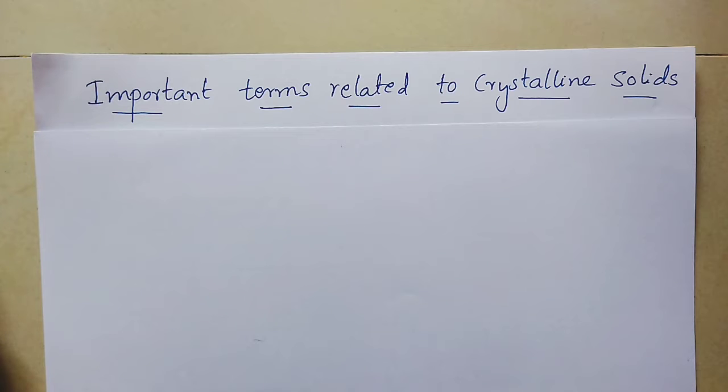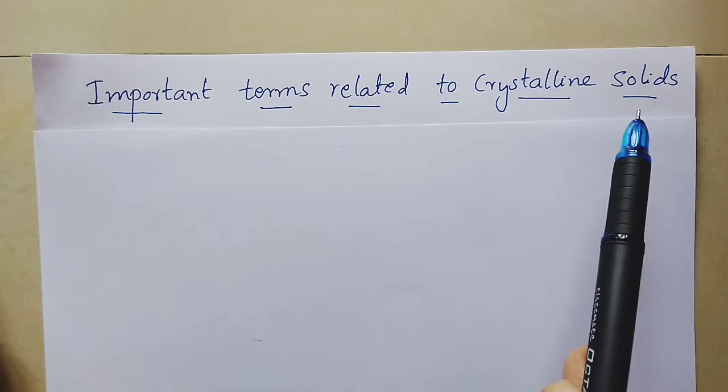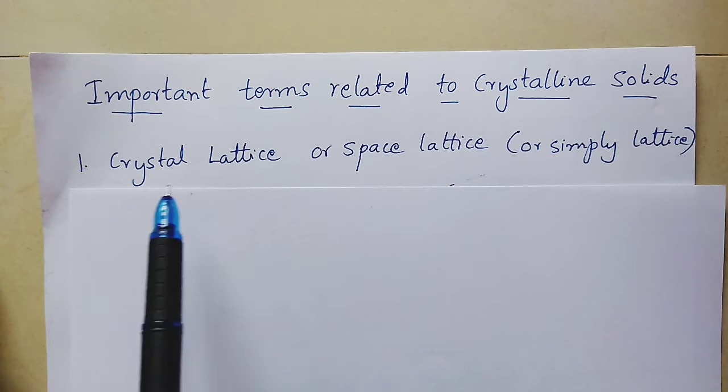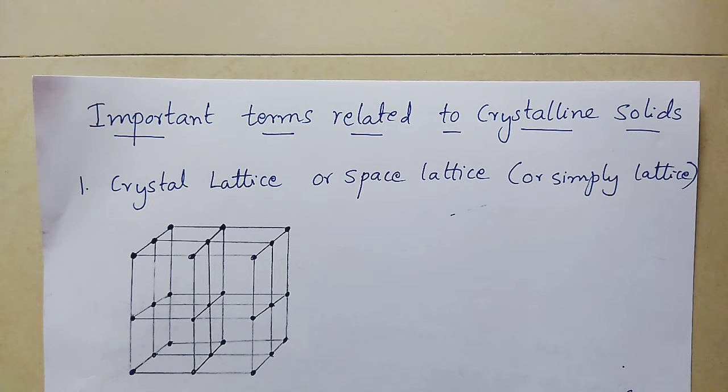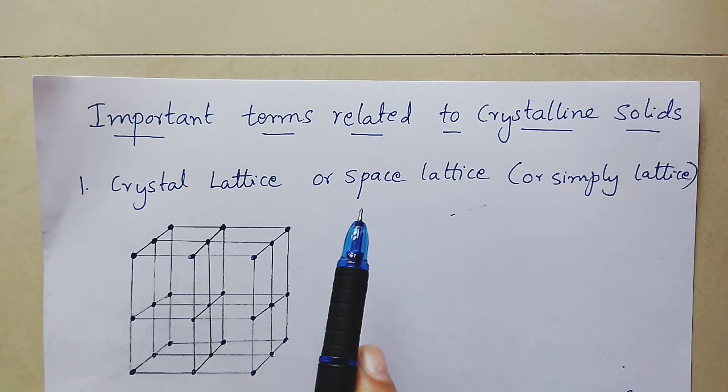Hello everyone. Today we are going to see some important terms related to crystalline solids. The first term is crystal lattice, which is also called space lattice or simply lattice. In crystalline solids, the constituent particles are arranged in a regular fashion, or you can find an orderly arrangement of particles in three-dimensional space. The positions of these constituent particles are represented by points like this. These points are joined together by straight lines, which gives the geometry of the entire crystal. Such an orderly arrangement of constituent particles in a crystal is called crystal lattice or space lattice.